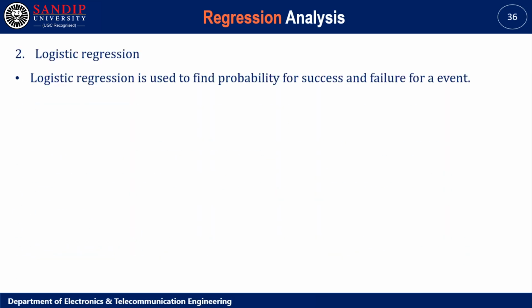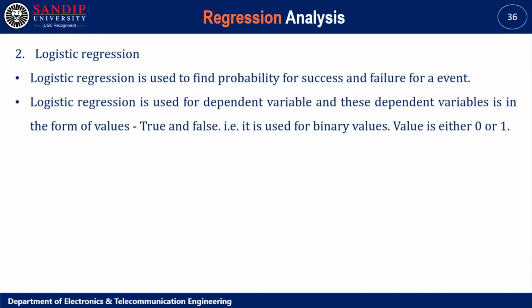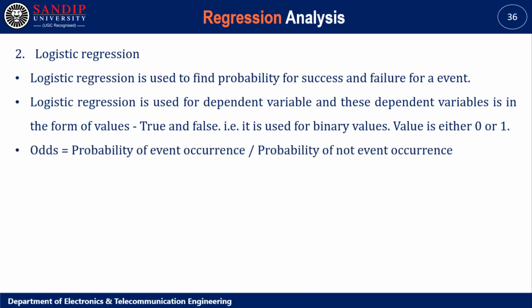Logistic regression. Logistic regression is used to find the probability of success and failure of an event. It is used when the dependent variable takes the values true and false, that is, binary values. The value is either 0 or 1. Odds is equal to the probability of event occurrence divided by the probability of non-event occurrence. The figure shows the logistic regression.